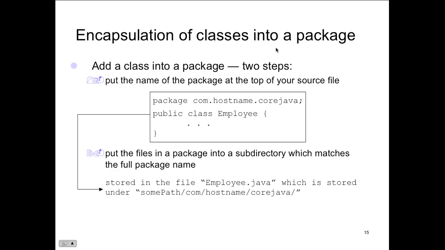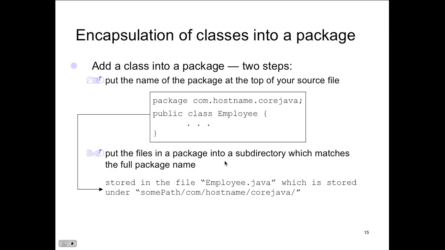Encapsulation of classes inside of a package, adding a class into a package. We have 2 steps to do it. We put the name of the package at the top of the source file here. We've got the package com.hostname.core.java, and that's actually a pretty cool package. It's got a bunch of good examples and stuff in it. And then we have public class Employee, that's part of this. So inside of here, we're going to use something in there.